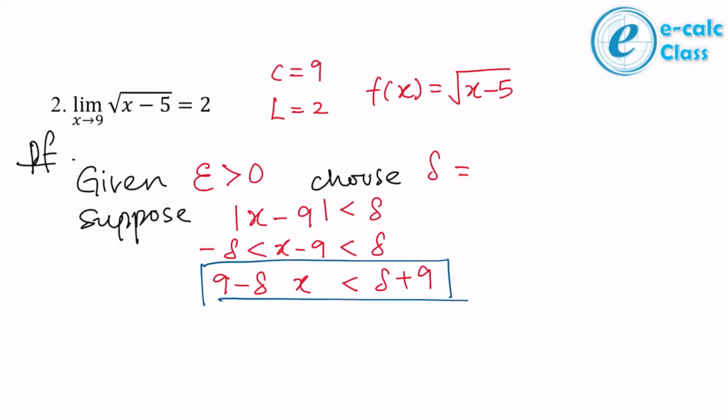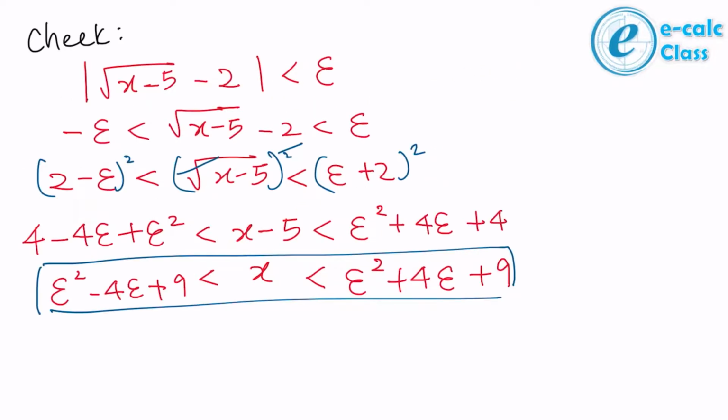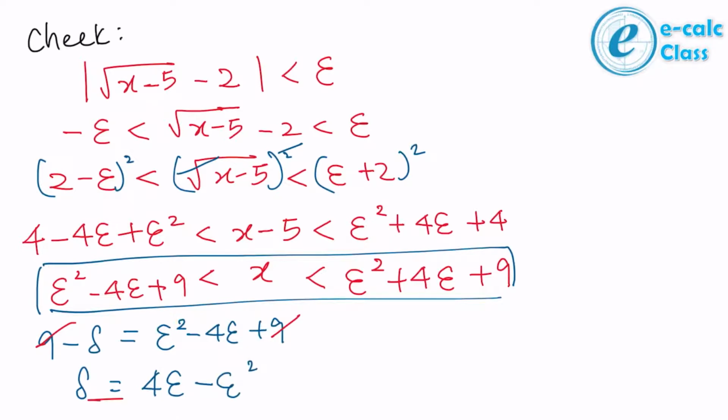Now we go ahead and compare the two inequalities that we wrote just now. 9 minus delta, compare with this one. You'll notice that at the end of the day, we have two inequalities. So I will write 9 minus delta equals epsilon squared minus 4 epsilon plus 9. What do we want? We want delta, so we write delta in terms of epsilon. The 9s cancel, and you will get delta equals 4 epsilon minus epsilon squared. This is the first one that we got.